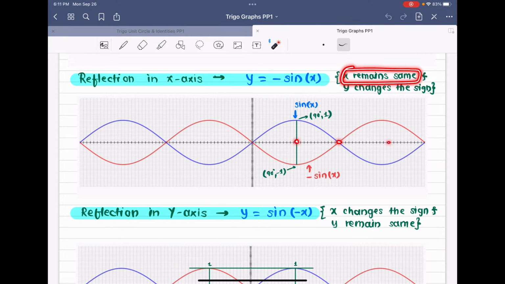To summarize this, in the reflection in the x-axis, x remains the same and y changes the sign. So if it is a positive 1, it becomes a negative 1. If it is a negative 1, it becomes a positive 1.